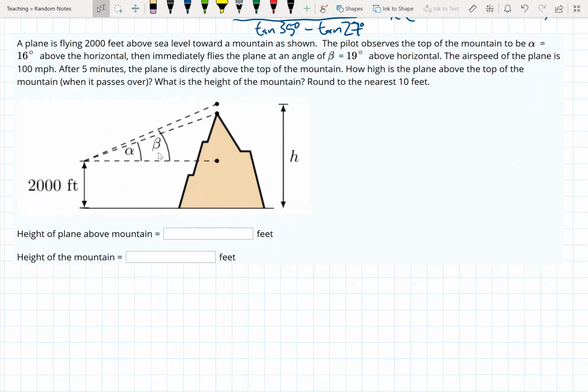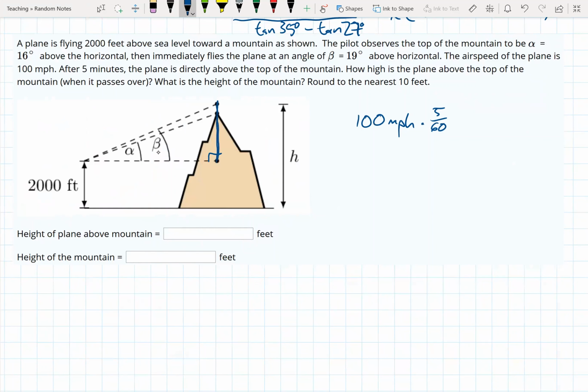All right. So what I've got here, let's draw the vertical side to make my right triangle. So the hypotenuse I can figure out by the speed of the plane for 5 minutes. So that's 100 miles per hour times 5 minutes, which is 1/12 of an hour. You could say times 5 over 60 if you wanted to.